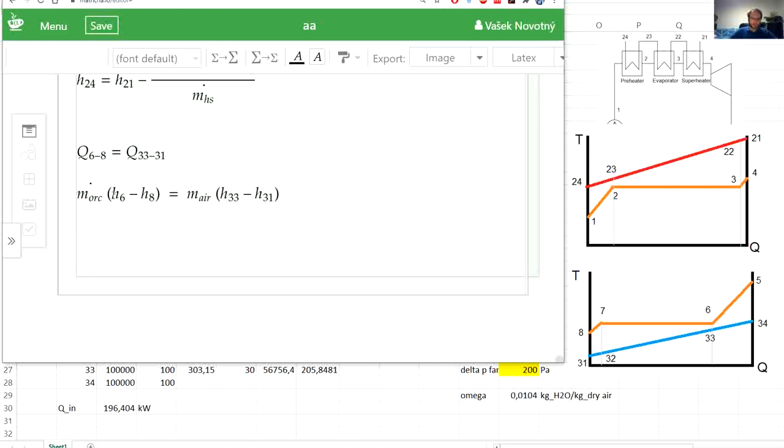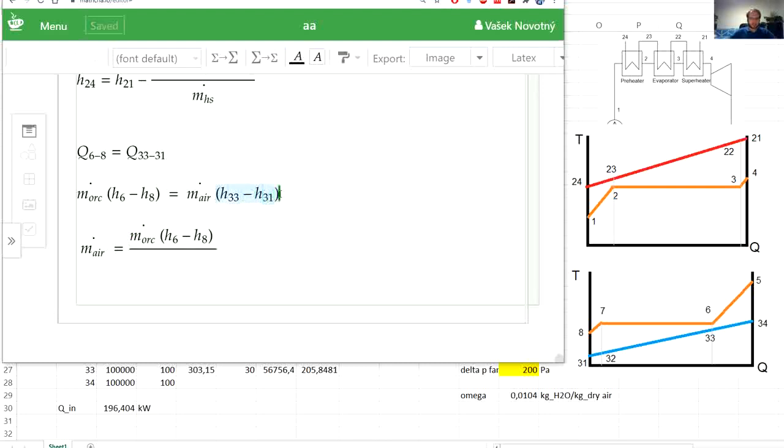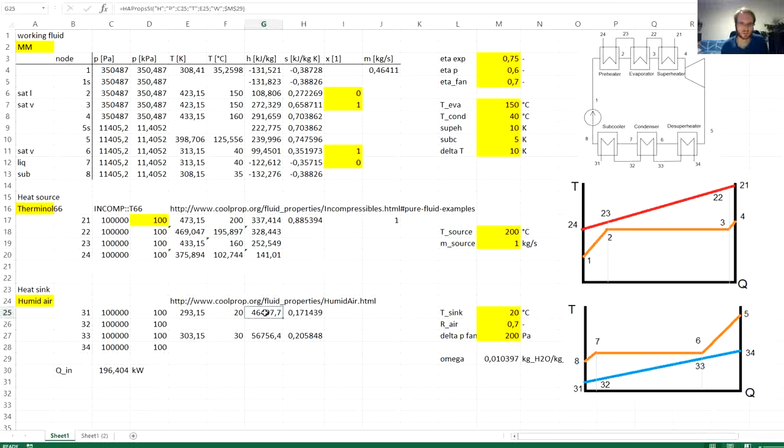And again, in this equation, the only unknown is the mass flow rate of the air. So the mass flow rate of the air is the fraction with the mass flow rate of the ORC multiplied by enthalpies, marking the heat transfer between points 6 to 8, divided by the enthalpy difference 33 to 31. But first, we need the enthalpies also to be in kilojoules per kilogram. So like this.